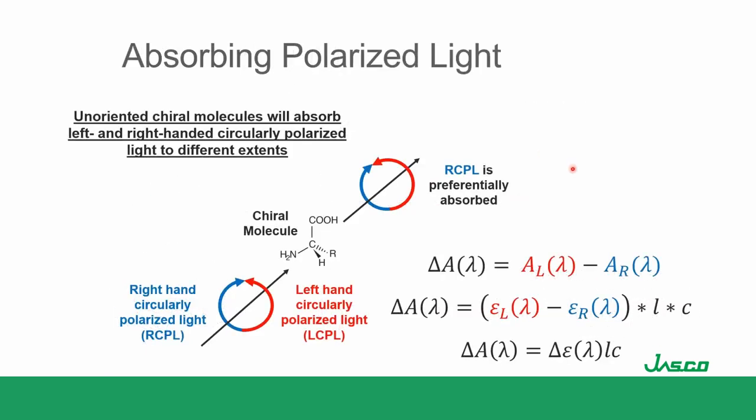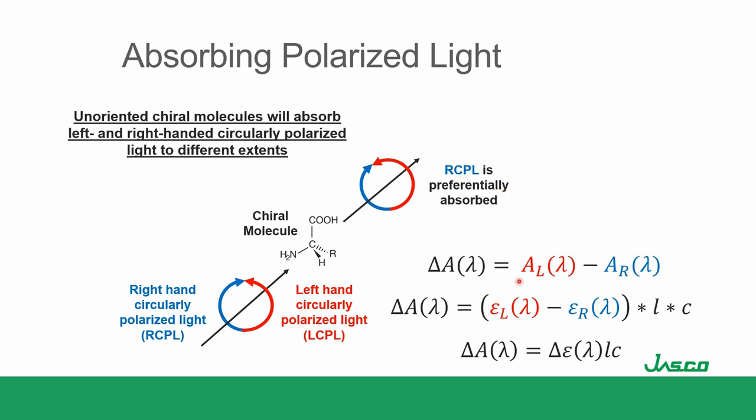The thing we're really looking at with circular polarization absorption is that we have right-handed circularly polarized light, which I'm showing here in blue, and that's going to be moving clockwise in this case. And then we'll also have a corresponding left-handed circularly polarized light, which will be moving counterclockwise. And if we have a chiral molecule, like this amino acid residue here, there's going to be preferential absorption of one of these polarizations. In this case, our right-handed circularly polarized light is preferentially absorbed.